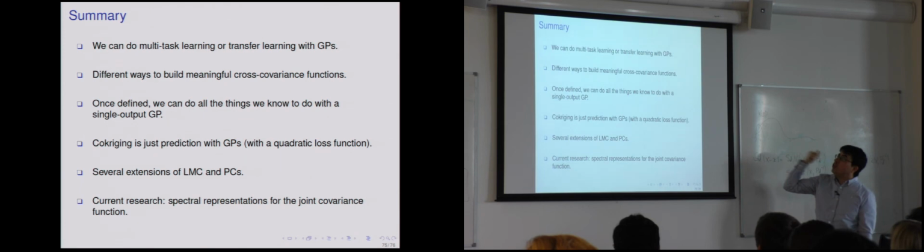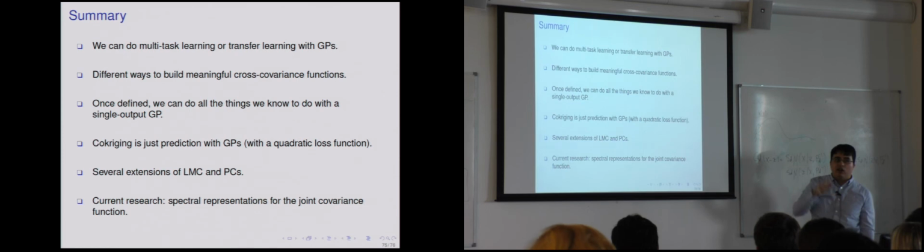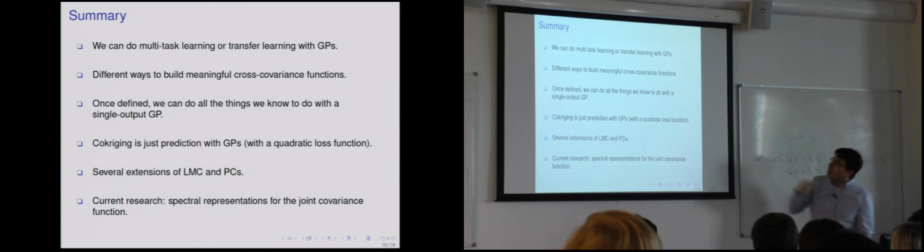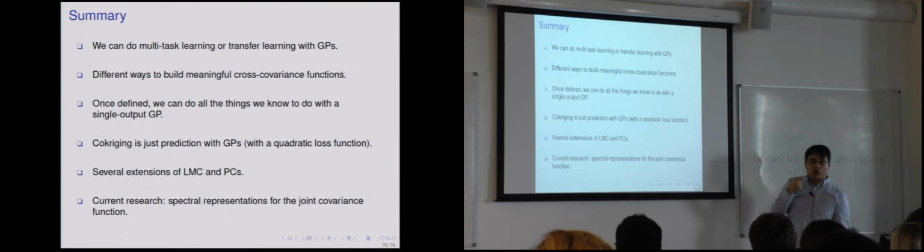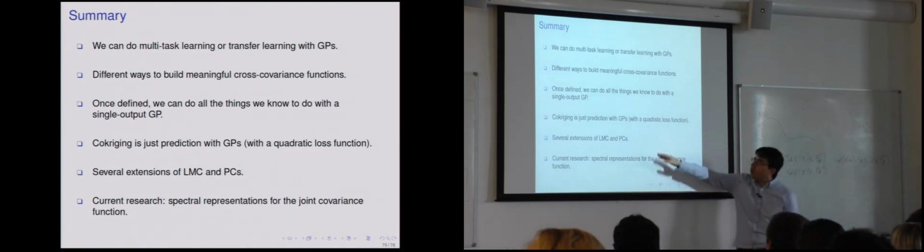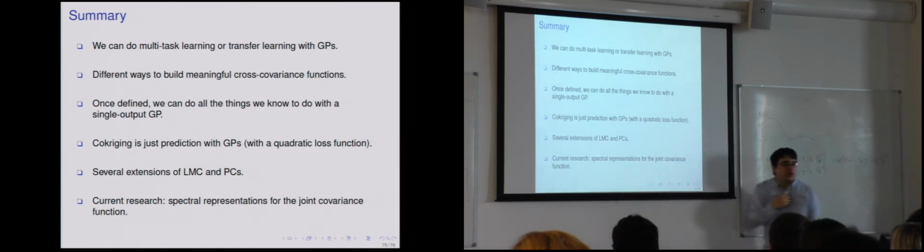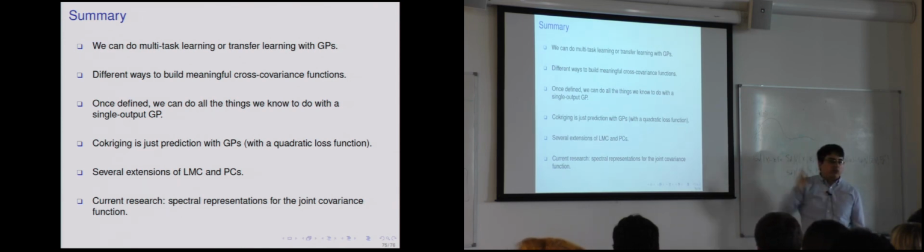we have seen that we could do multitask learning or transfer learning using Gaussian processes. I think that's the takeaway message. There are different ways to build meaningful cross-covariance functions: the linear model of coregionalization family or the process convolution family. Once you have defined this form of constructing your covariance, then you can do all the things that you know how to do with single output Gaussian processes. Kriging is just prediction with GPs with a quadratic loss function. We saw extensions of the linear model of coregionalization and process convolutions.